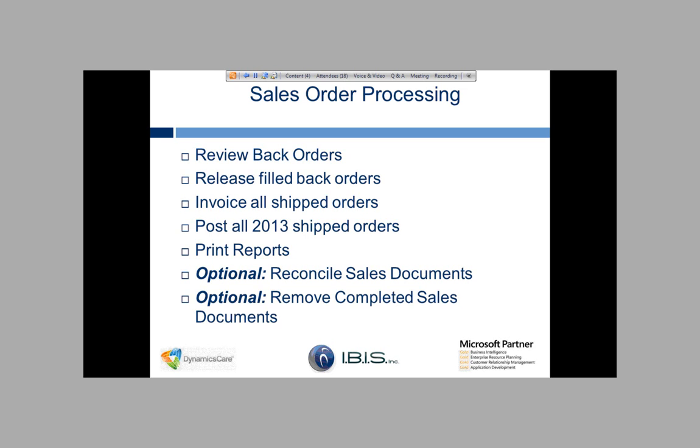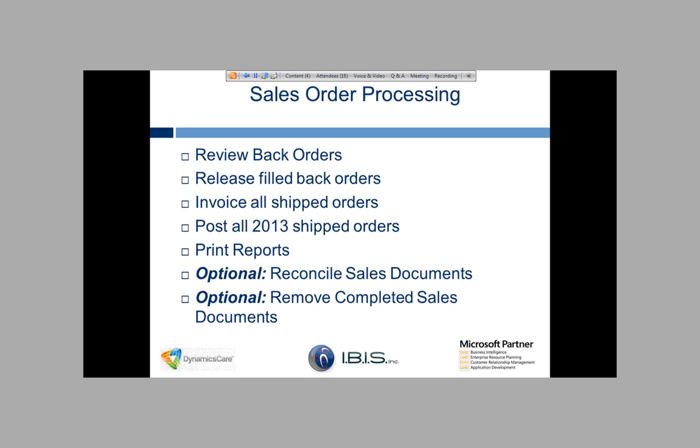Now, I know some of you are looking at me going, well, what reports are suggested and this, that, and the other. I actually have an Excel cheat sheet, and I put it out on the Dynamics Care blog this morning. So at the end of this presentation, I will show you the link to get to that blog and download my year-end close cheat sheet, okay? Now, after printing reports, optional is reconcile sales documents. The next one, also optional, is remove completed sales documents.